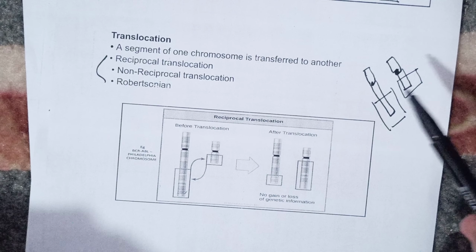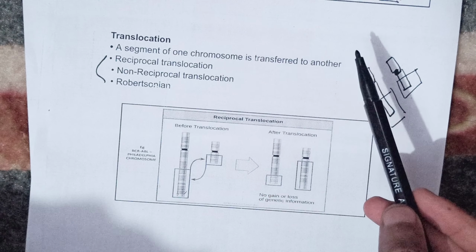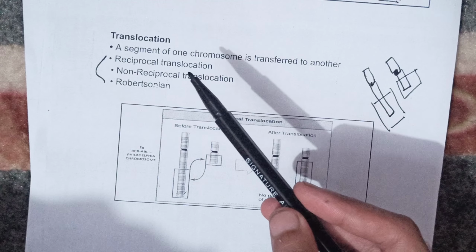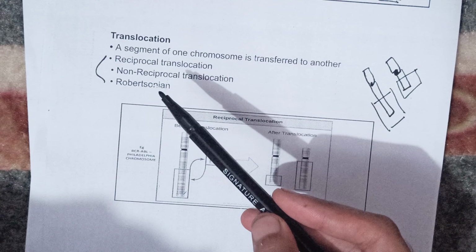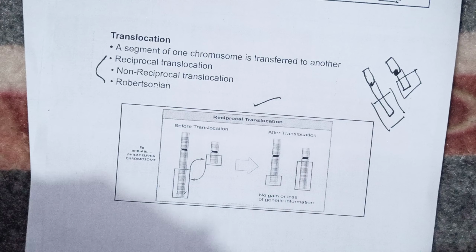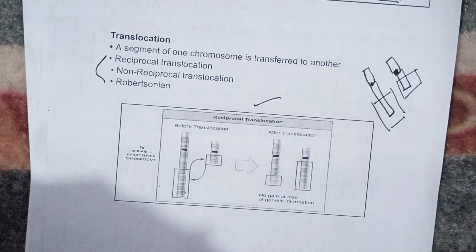Simply, translocation is the transfer of a segment of one chromosome to another chromosome. It's of three types, beta. One is reciprocal translocation, one is non-reciprocal, and one is Robertsonian translocation. This is the reciprocal translocation. Let me zoom into this and explain what I want to say.